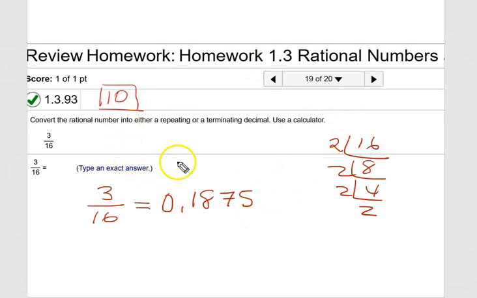Okay, this will wrap up our review. Again, we're getting ready for your open notes quiz.